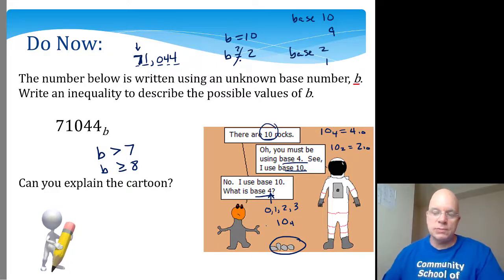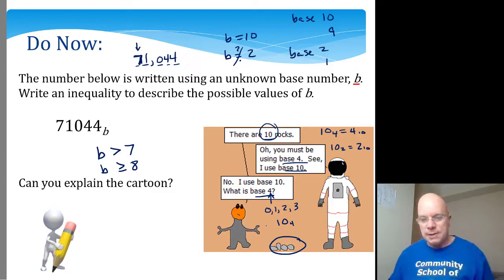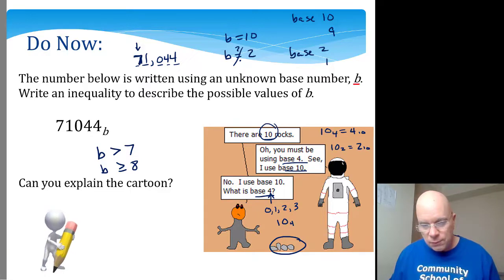Or any of the other bases that we looked at, that same idea holds. And now also notice the alien has 1, 2, 3, 4 fingers. Important detail.